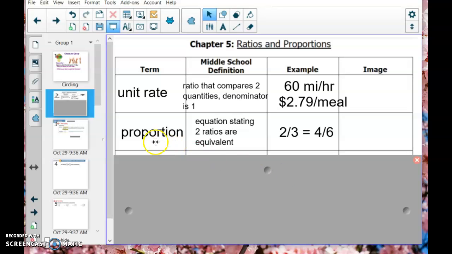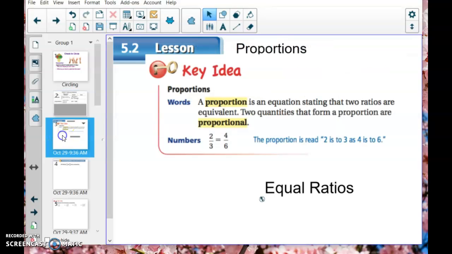And then the second word, this is what we're talking about today, proportion. And it is an equation stating two ratios are equivalent. So for example, 2/3 would be equal to 4/6, they would be proportional to each other.